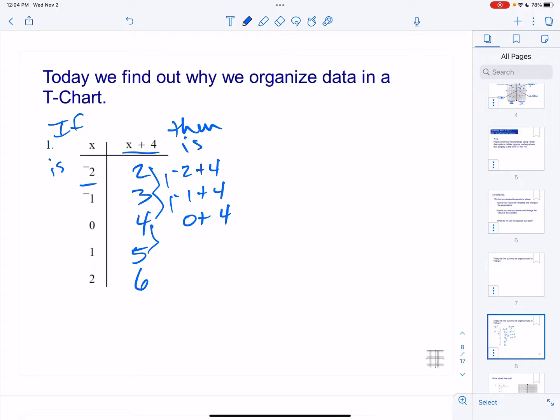Well, I'm here to tell you this side is called the y value. So what you do whenever you create a t-chart, when you fill that in, is you're creating a set of coordinates that creates a picture, okay? So when we look at this, we're going to draw a graph.